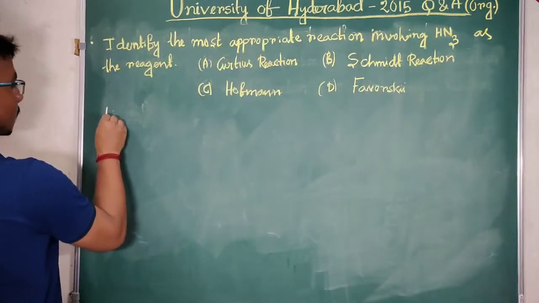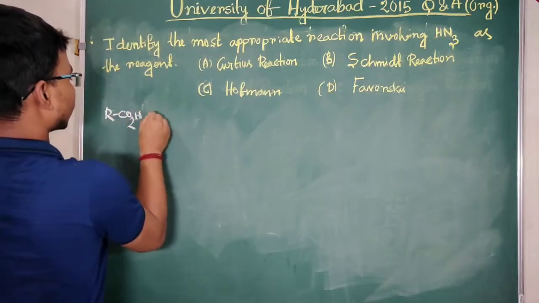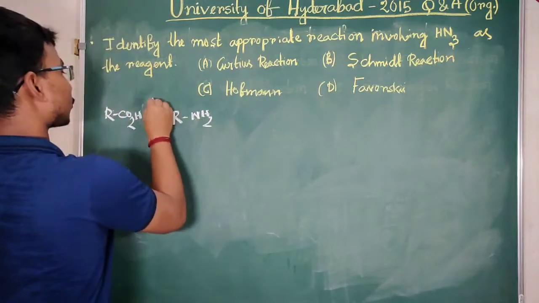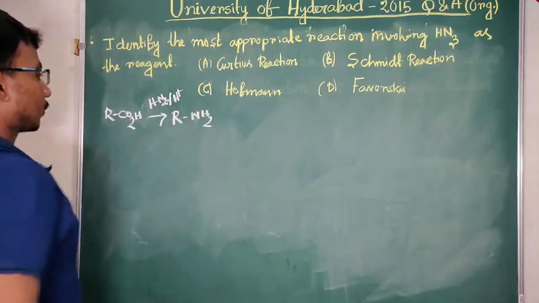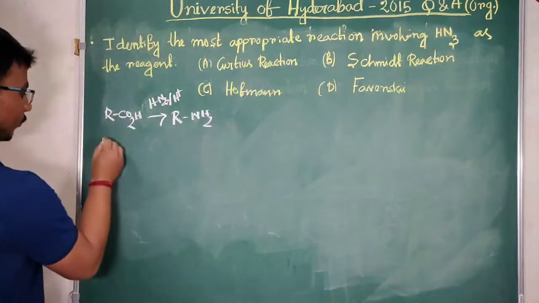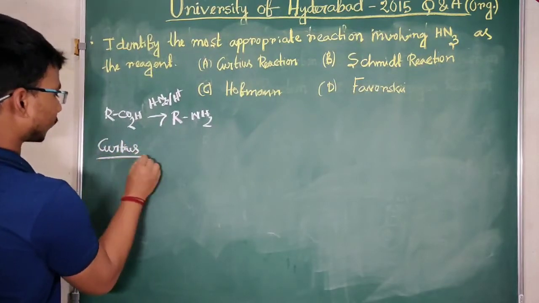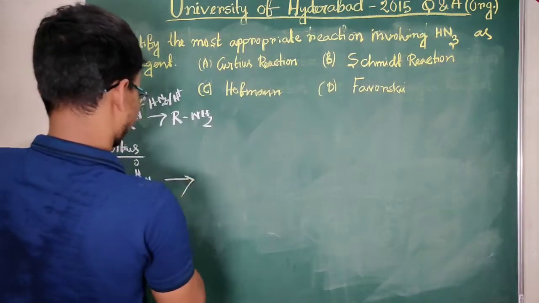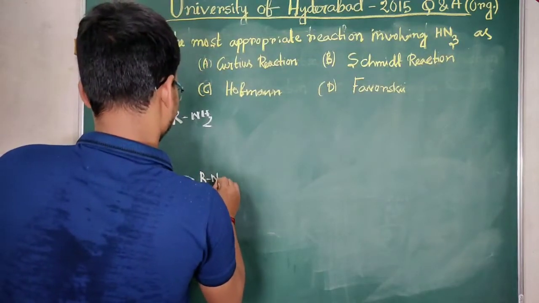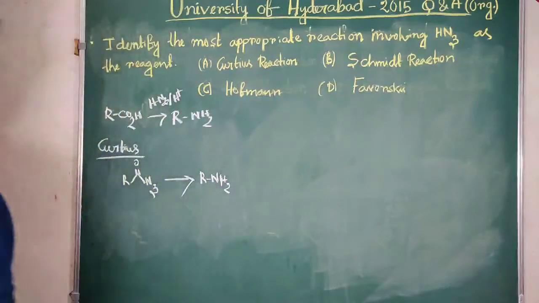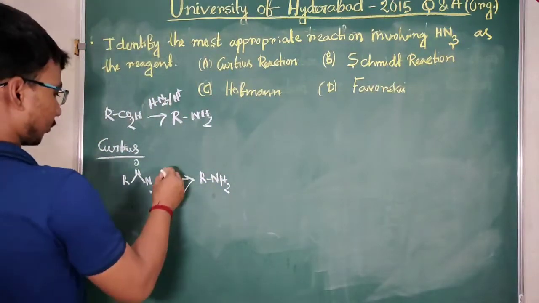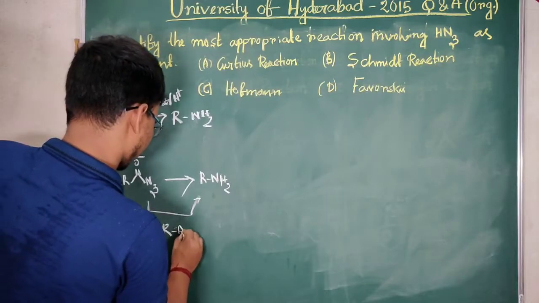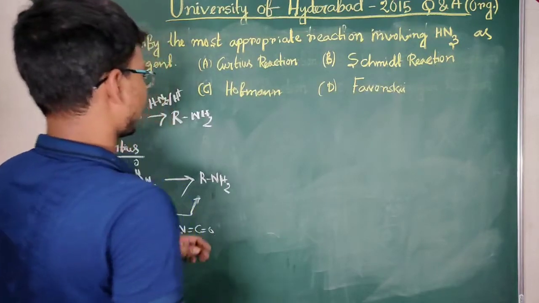So what is the Schmidt reaction? It is the acid to NH2, where we use HN3 plus H plus. Curtius is RCON3 to RNH2, from the azide to NH2, through an isocyanate. An isocyanate intermediate, R-N=C=O, will be formed.